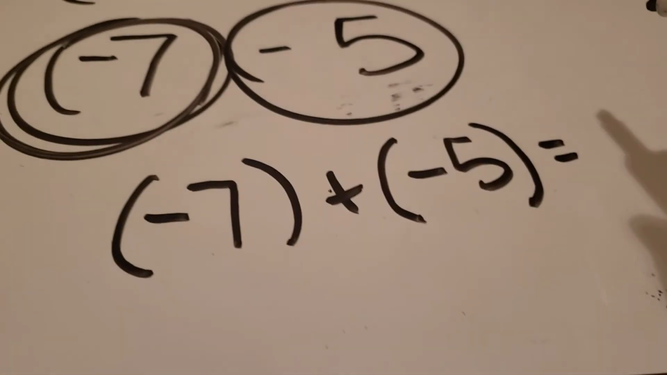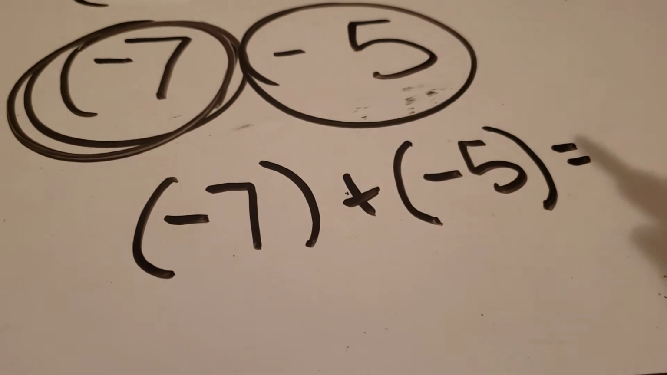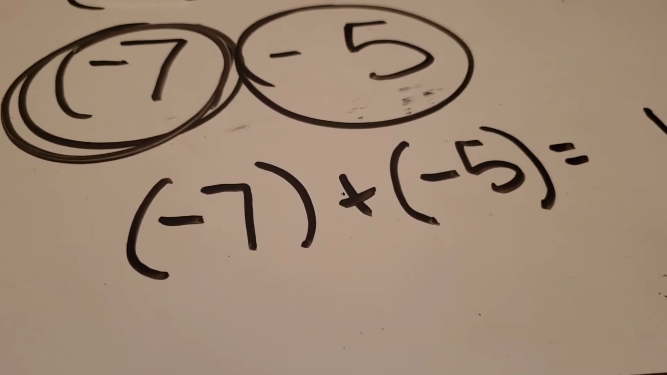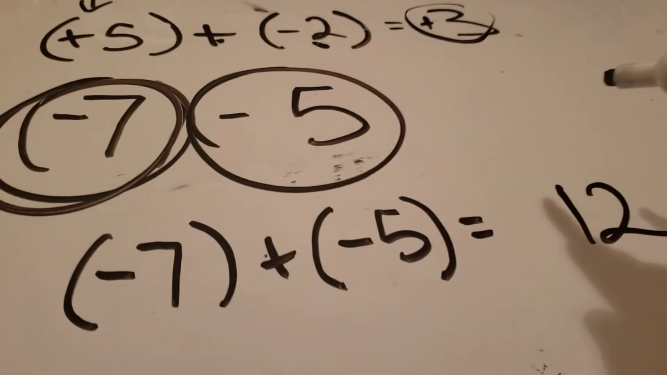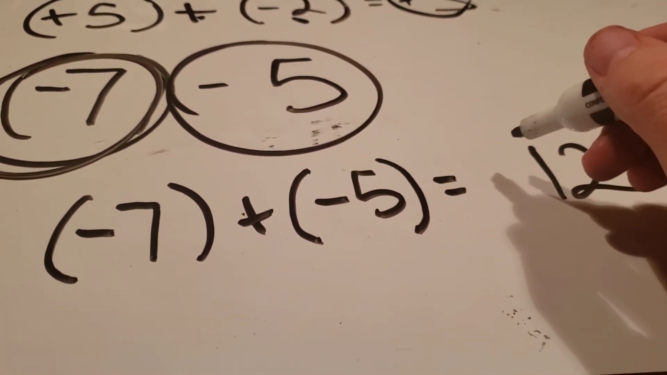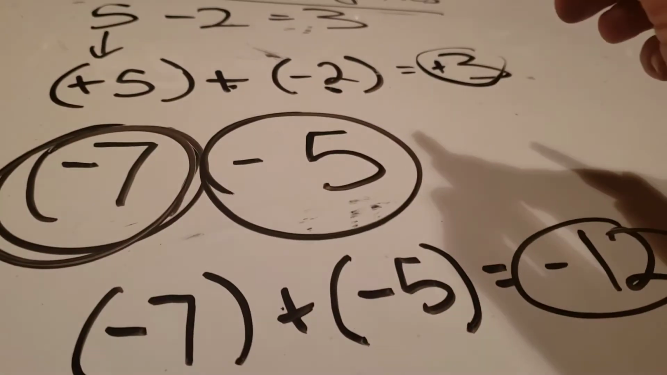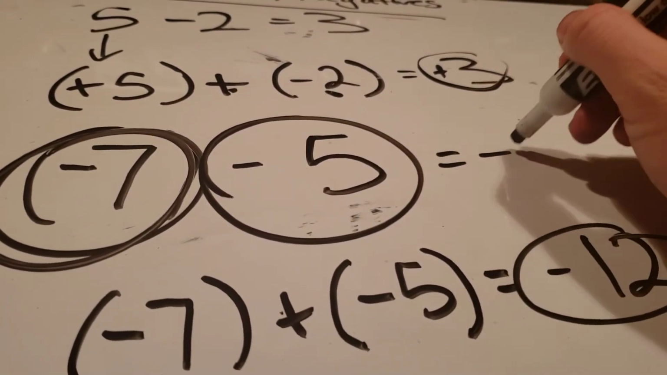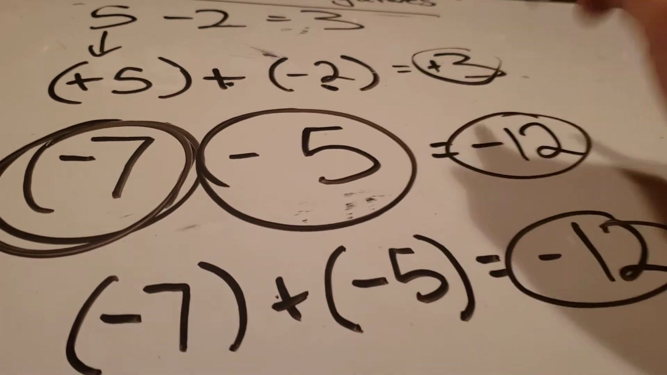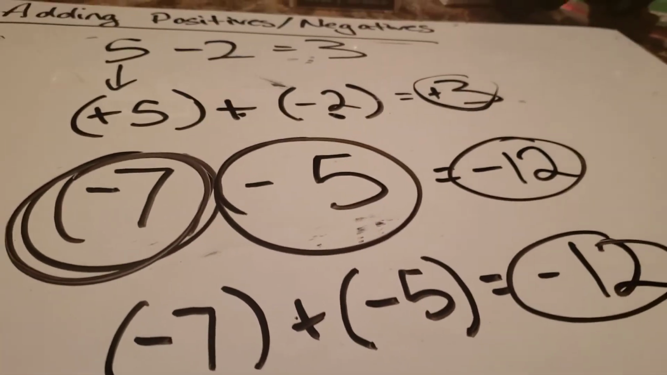So sing the song in your heads. Same signs, add and keep. 7 plus 5 is 12. They have the same sign, so we're going to keep the sign, which is negative. So -7 plus a -5 is -12. Therefore, -7 minus 5 is also -12. So instead of subtracting, you add the opposite.